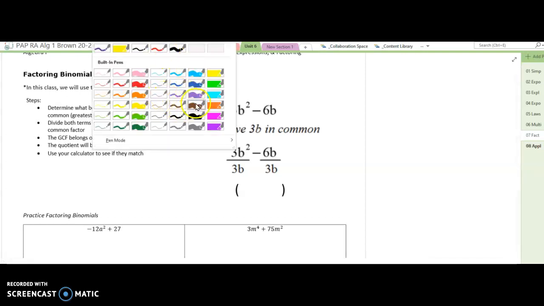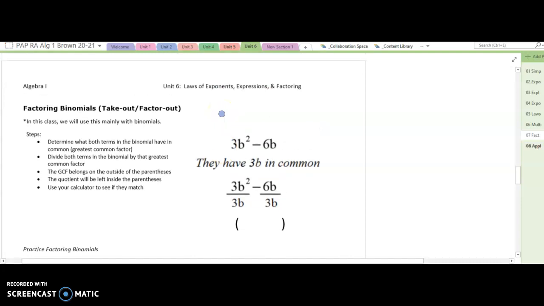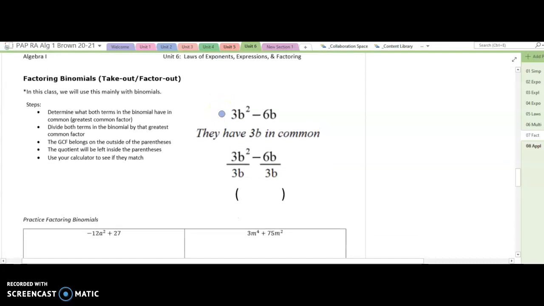Okay, y'all. So we are back and we are going to talk about factoring binomials. This is the take out, factor out process. What we're going to do is this is when we have two terms. So we have 3b squared minus 6b. So we have some steps that go with this.